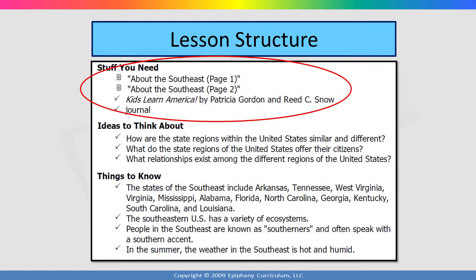After the introduction section is a materials list that shows the student activity pages that are needed as well as general materials. Since you have already gathered these materials before starting the unit, your child should have quick and easy access to these items.